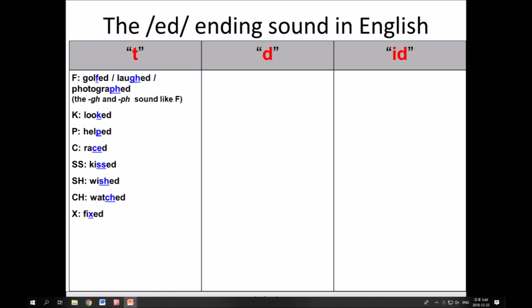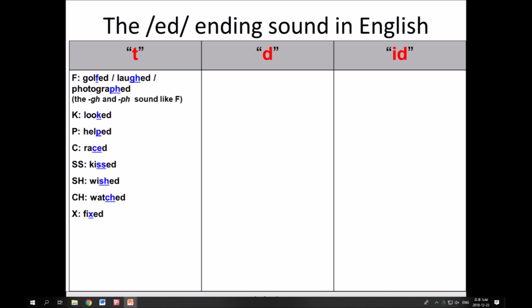So for pronunciation of ED that sounds like T, if the last phoneme in the word right before the ED sound starts with or sounds like the F sound, the K sound, the P sound, the C sound, the double S sound, the SH sound, the CH sound, or the X sound, then you're going to pronounce the ED like T. Okay, so let's take a look at these examples.